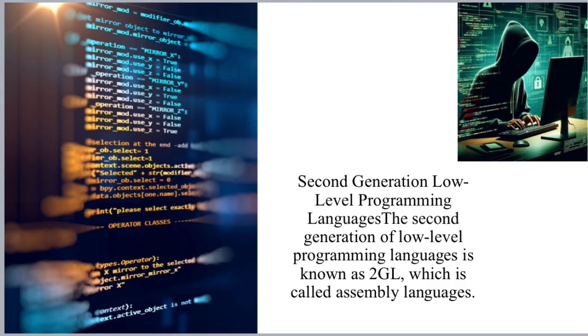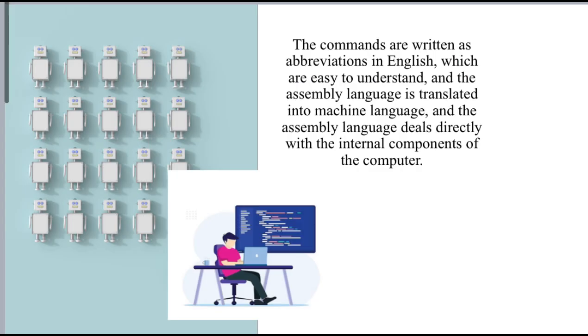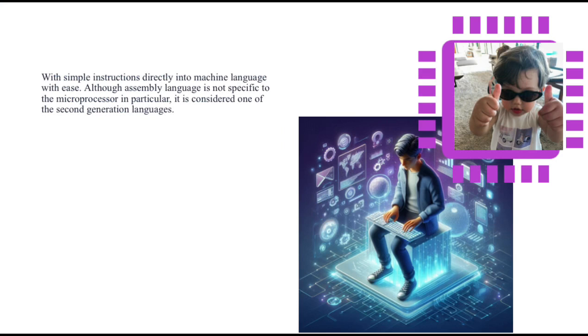Second generation low-level programming language. The second generation of low-level programming language is known as 2GL, which is called assembly language. The commands are written as abbreviations in English, which are easy to understand, and the assembly language is translated into machine language. Assembly language deals directly with the internal components of the computer. It is not specific to a particular microprocessor, and it is considered one of the second generation languages.